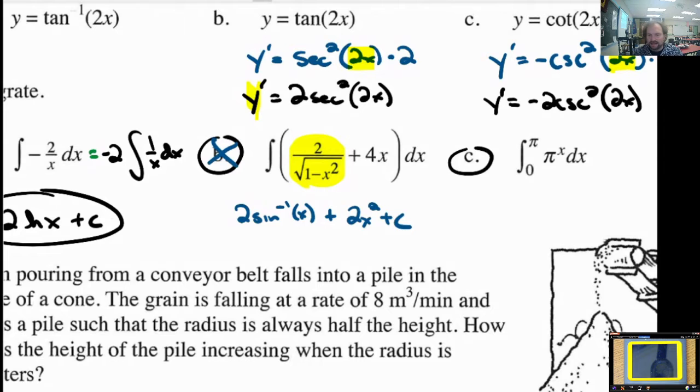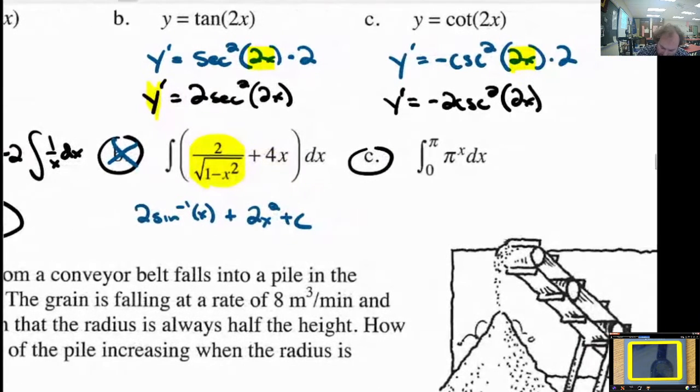For question C, I like even less because it requires the antiderivative of some constant to the x power, and I don't like that one bit, but it would be pi to the x over the natural log of pi, evaluated from pi to 0. And I don't want to do this, and you don't either, so let's not worry about it.